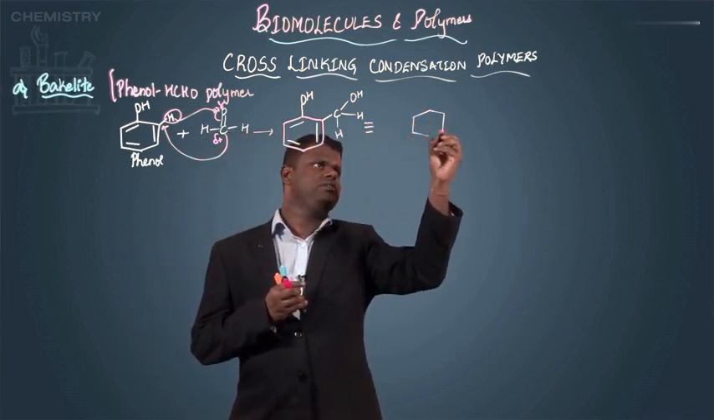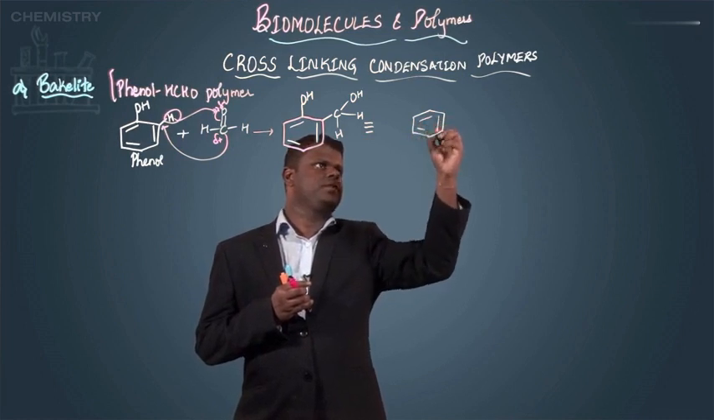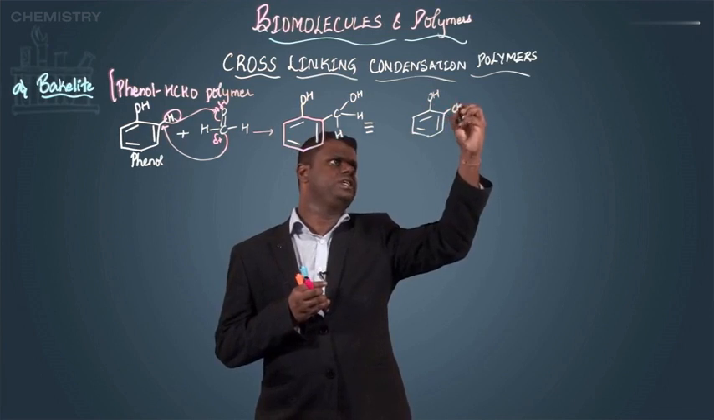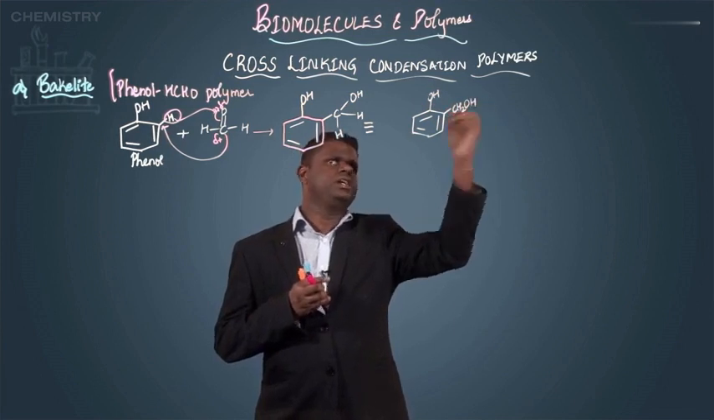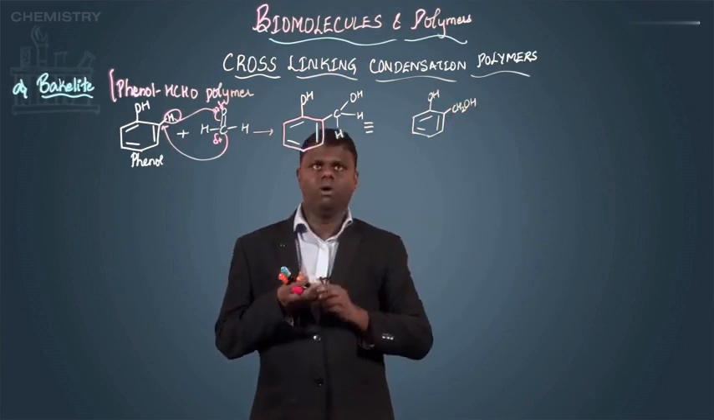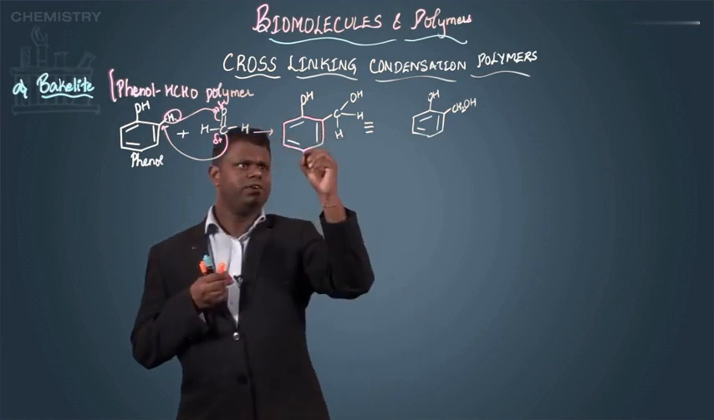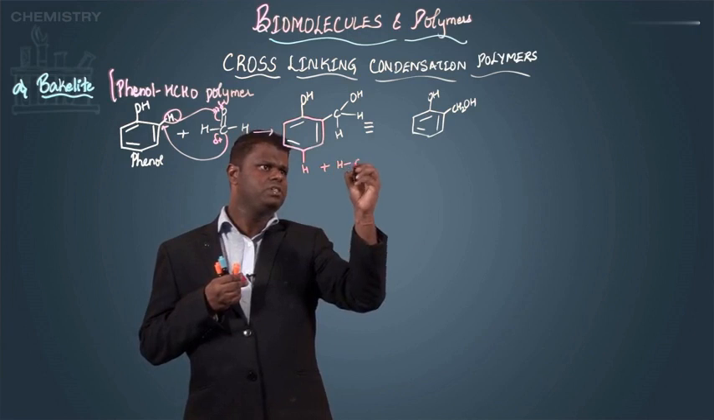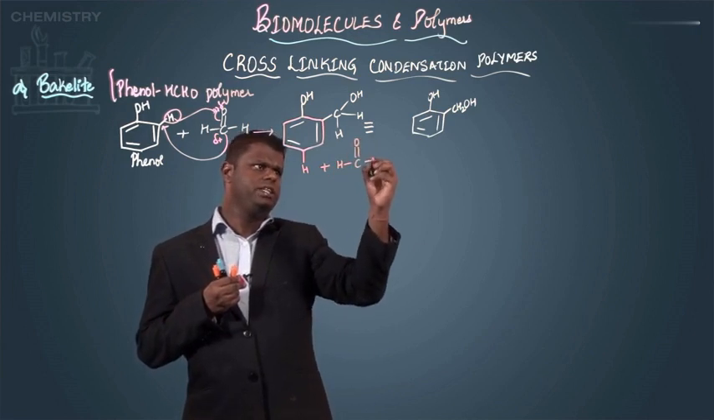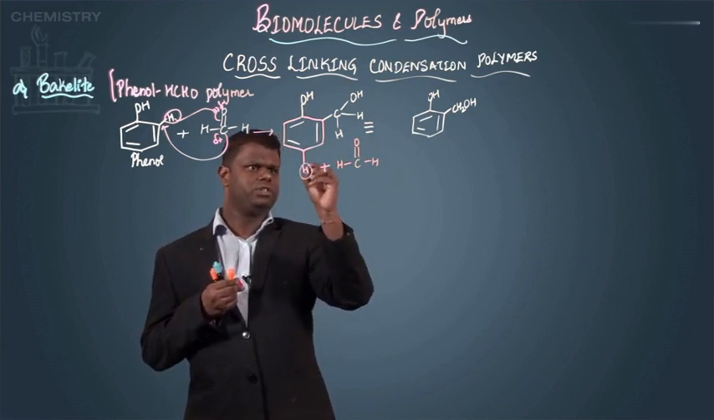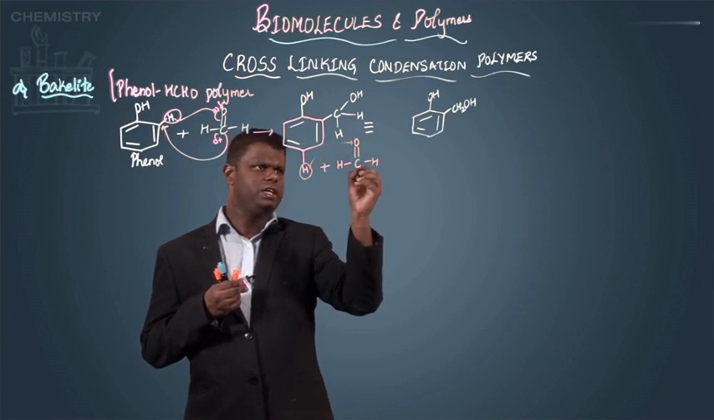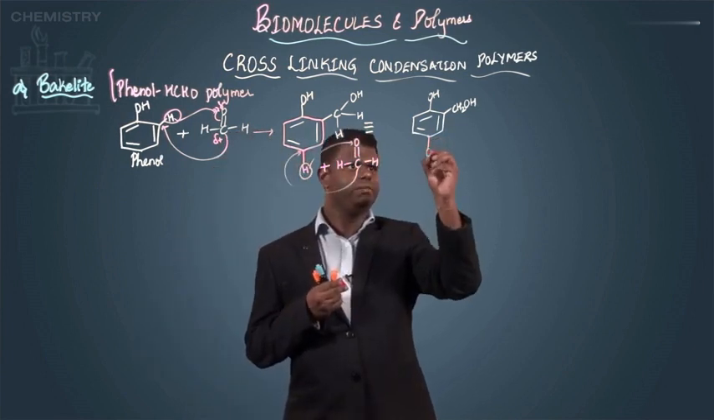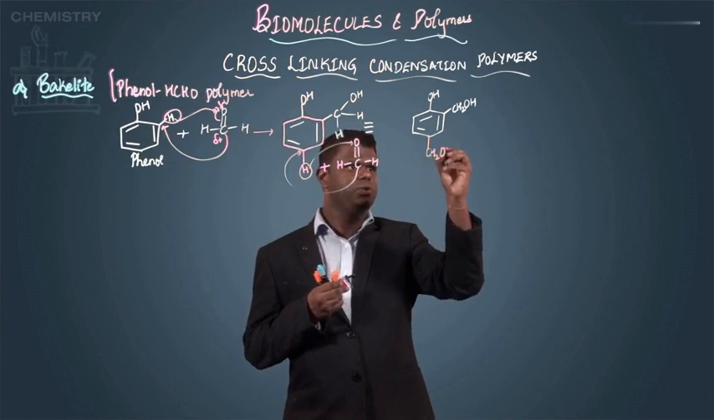I could simply write this as a benzene ring. Then you have an OH over here. This is connected to CH2OH. Now similar to this, you also have a hydrogen over here. So this could react with HC double bond O in the same way. The hydrogen would go to oxygen, and then carbon would go and take its place. So what do you get? You get the same thing over here, CH2OH.